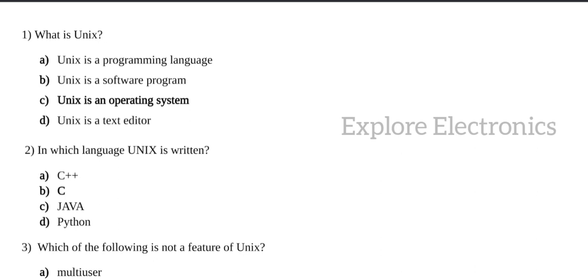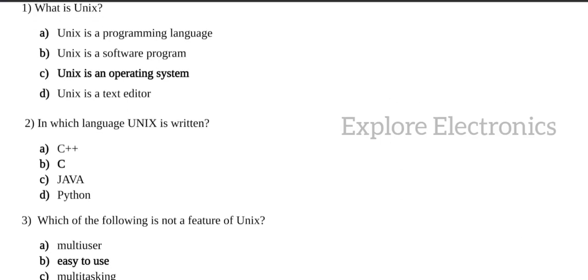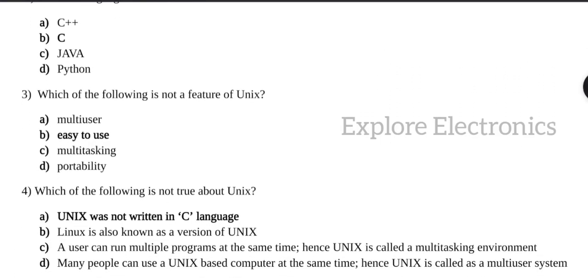This is module 1. What is Unix? Unix is an operating system. In which language is Unix written? In C language. Which of the following is not a feature of Unix? Easy to use, multi-user, multitasking, portability. Easy to use is not a feature of Unix.